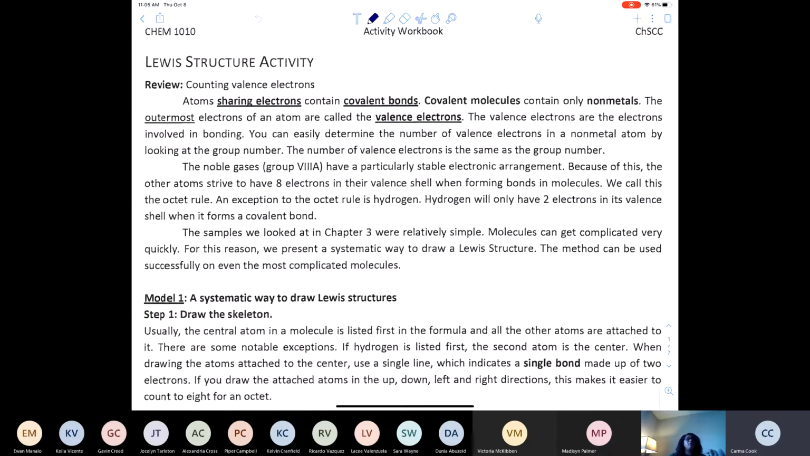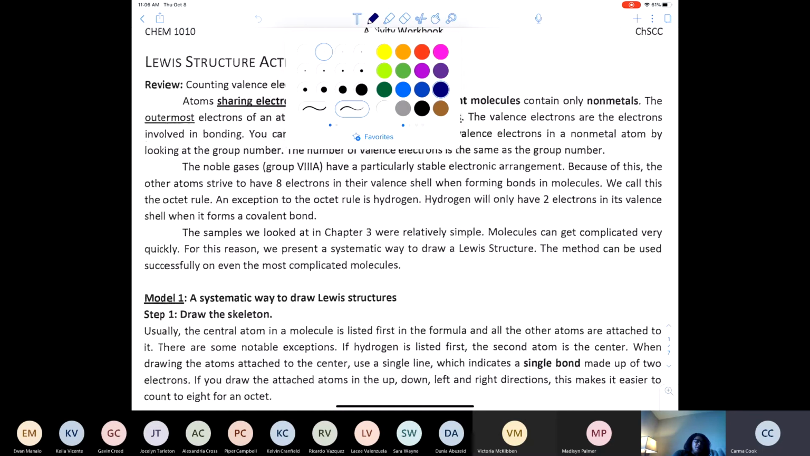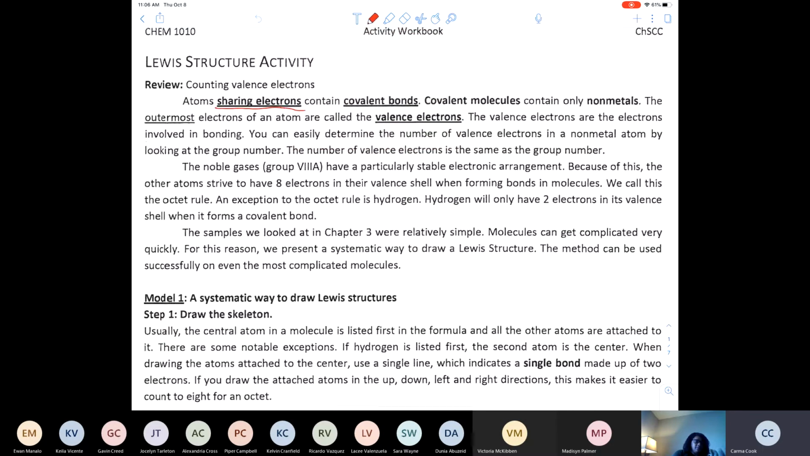But in chapter 2 and also with Lewis structures in chapter 3, we're focused on molecular compounds. And with molecular compounds, there is no transfer of electrons, but there is a sharing of electrons between nonmetal atoms. And this sharing of electrons creates a covalent bond. So molecular compounds have covalent bonds.